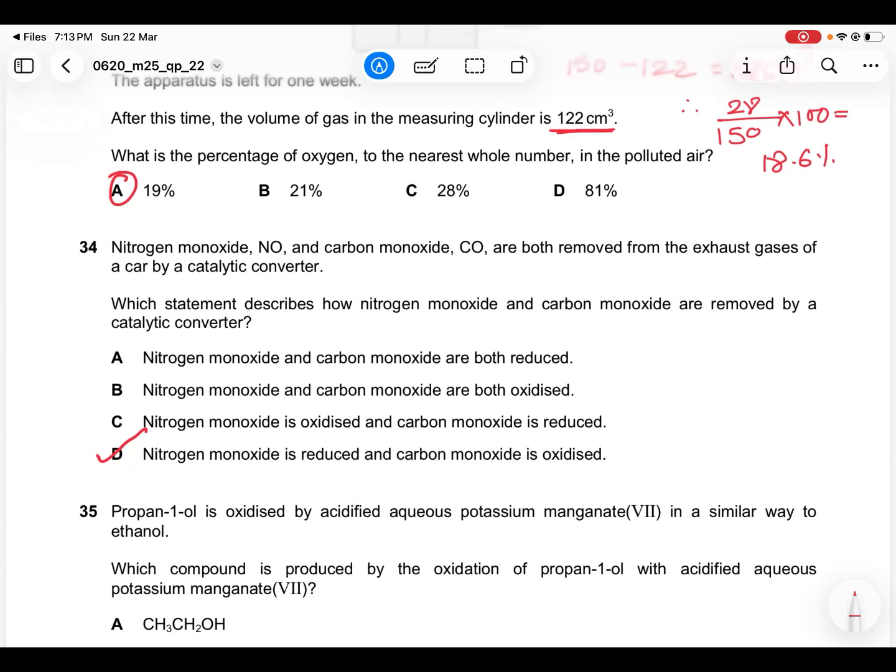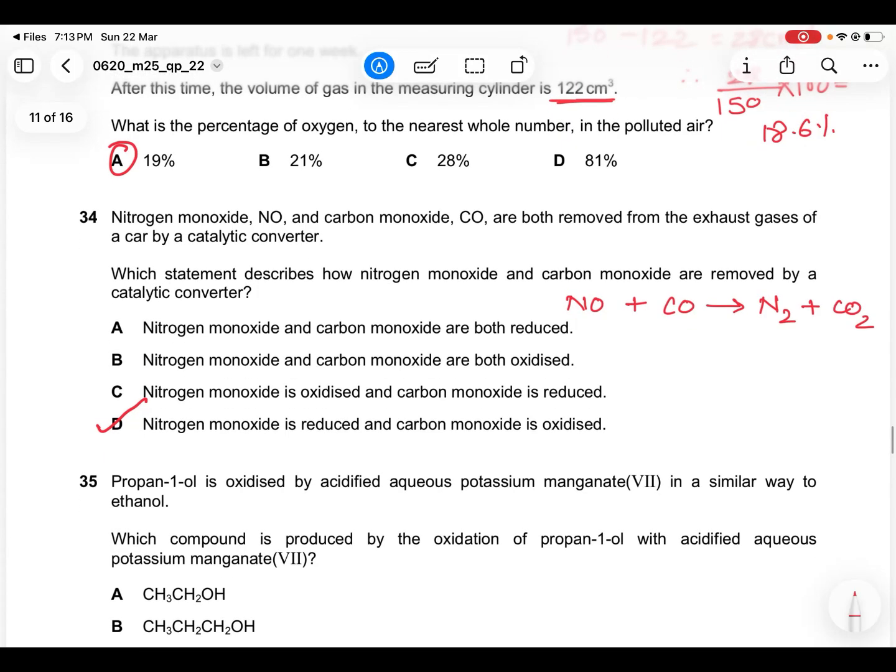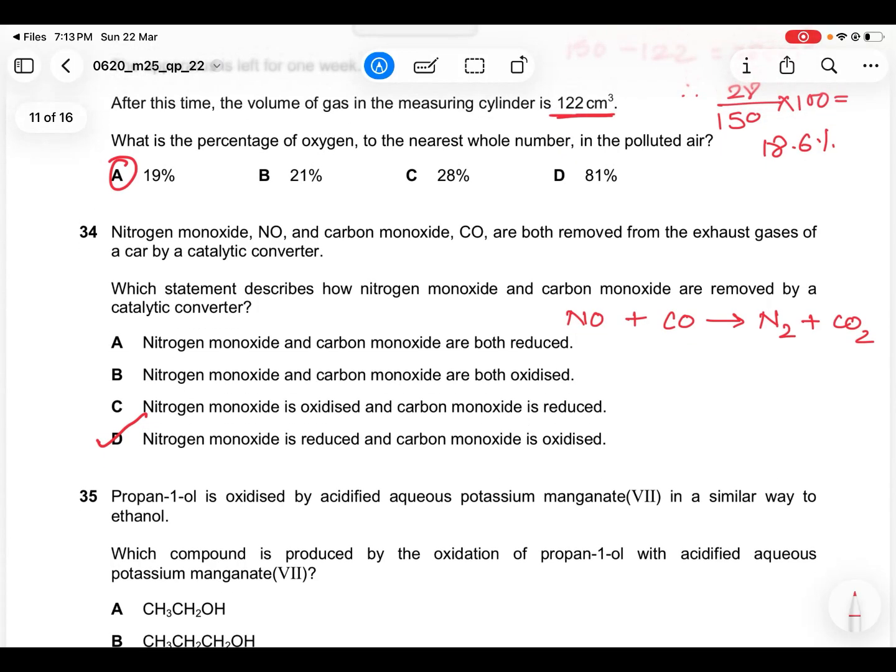Nitrogen monoxide and carbon monoxide are both removed from the exhaust gases of a car by catalytic converter. Which statement describes how nitrogen monoxide and carbon monoxide are removed by a catalytic converter? So nitrogen monoxide and carbon monoxide react with each other. Nitrogen monoxide plus carbon monoxide reacts to form nitrogen gas and carbon dioxide. Nitrogen is reduced and carbon monoxide is oxidized. So option D is correct here.